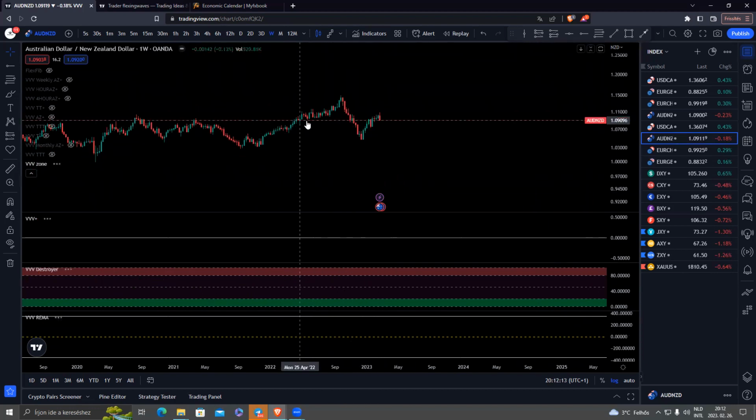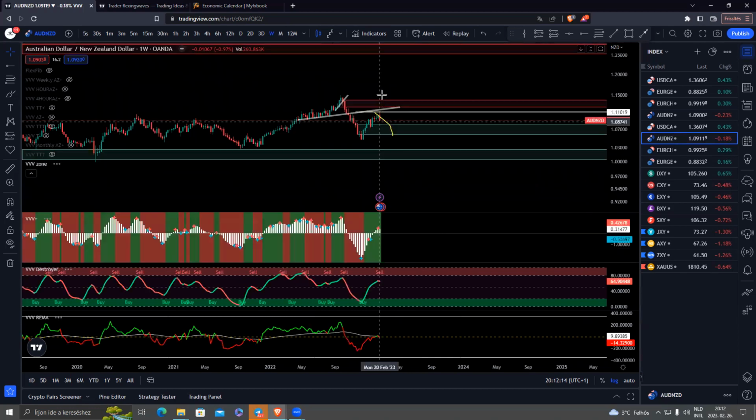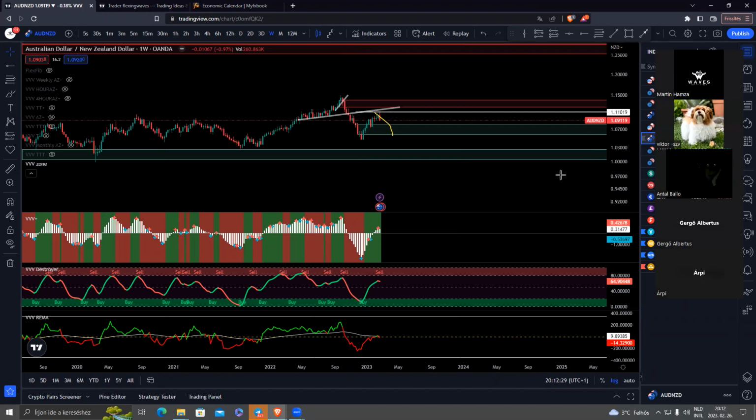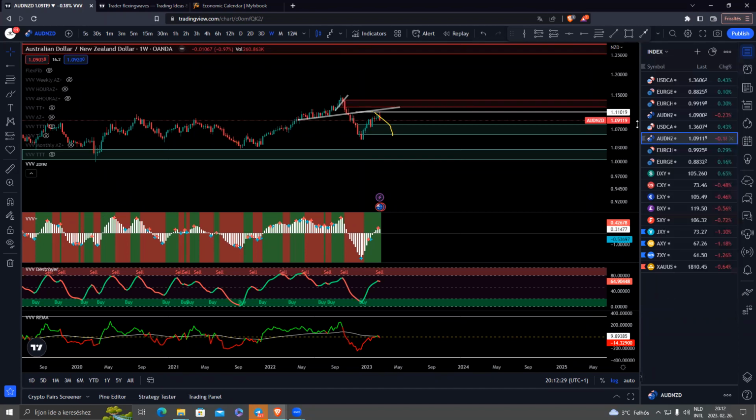Okay, so the next thing I want to see is actually the price going down, rejecting this level as well. Okay, so I want to see an NZD dominance.